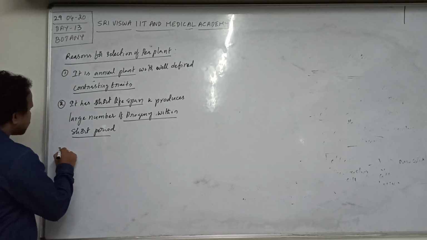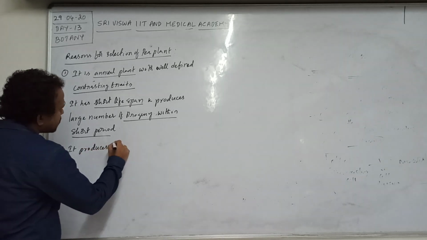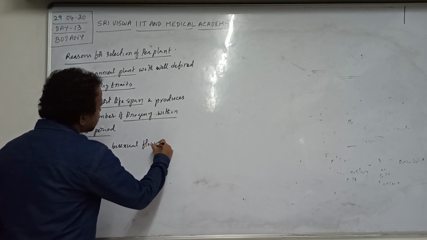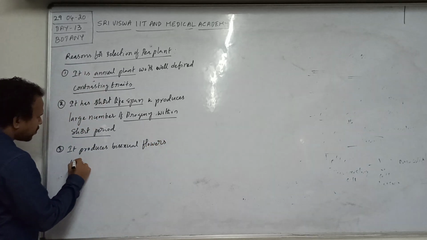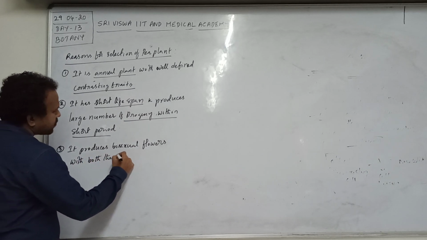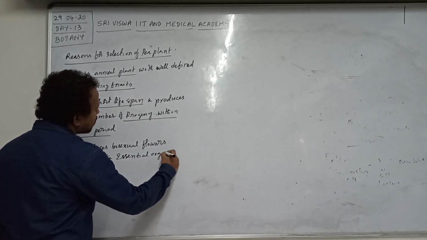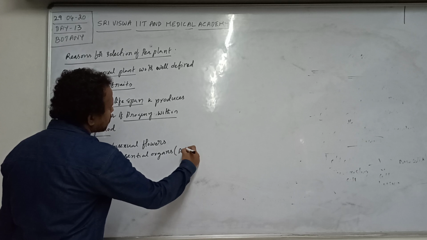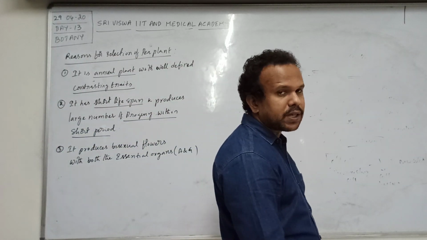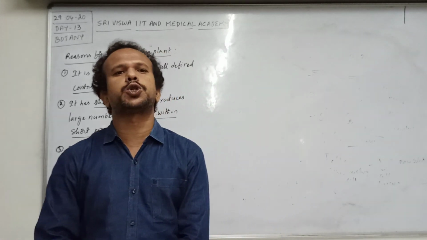Then another very important feature, it produces bisexual flowers with both the essential organs. What are essential organs? Androecium and Gynoecium. Pisum sativum, a Fabaceae family member. Generally in Fabaceae members, the flowers are bisexual.